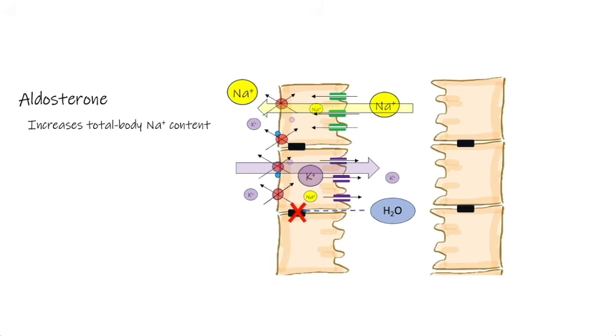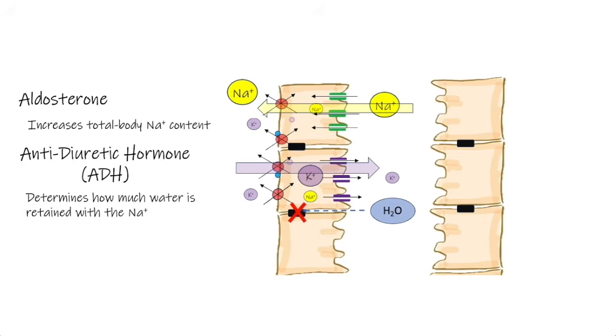But as we mentioned previously, although aldosterone causes us to hold on to sodium, the distal portion of the nephron is not permeable to water on its own. This is where the actions of ADH become important. ADH determines how much water can be retained along with the sodium. The way that ADH works is it's going to cause the insertion of aquaporins on both the apical and basolateral membranes within this distal portion of the nephron.